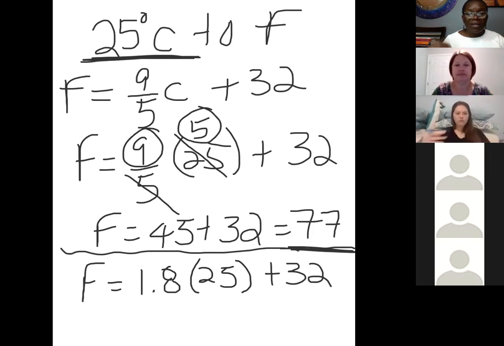So 1.8 and 9/5 are the exact same thing. For most students, they're more comfortable with this, okay? So you just go ahead and plug it into your calculator: 1.8 times 25 plus 32. Any questions, guys? So that's the temperature conversion.